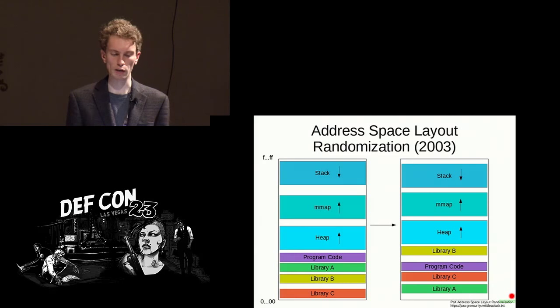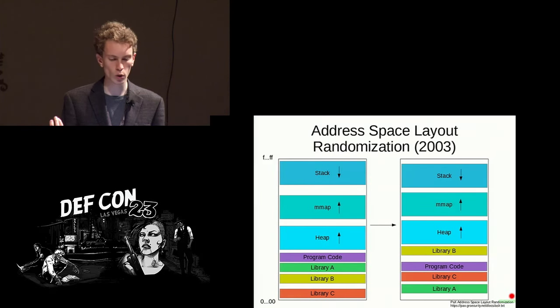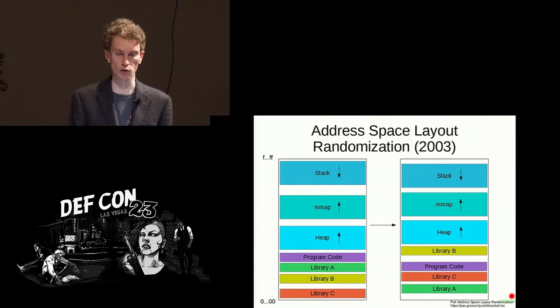And so they realized, okay, if we shift the stack around a little bit, if we shift the start of our mmap allocations around a little bit, if we shift the location of our heap around a little bit, and we load the program code at arbitrary offsets and in arbitrary order, then we can limit the ability of an attacker to know ahead of time where the interesting addresses are for them.